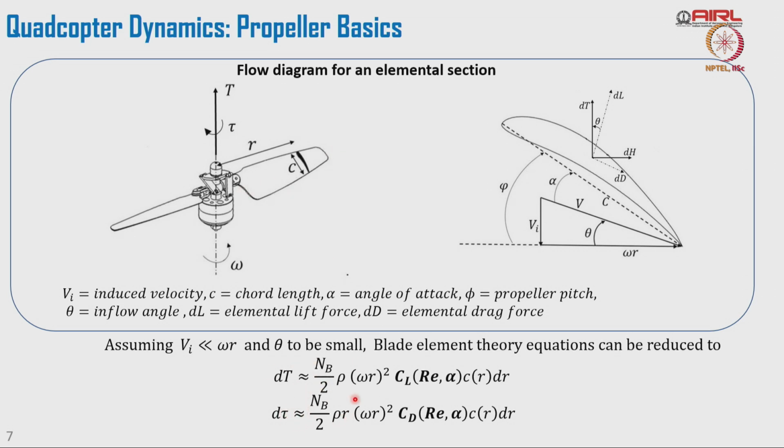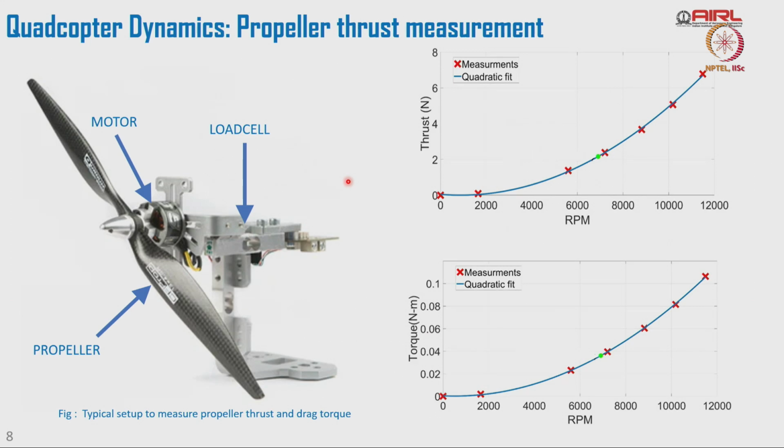Similarly, the torque can be expressed as Nb by 2 rho (omega r) square. This depends on CD, Reynolds number, angle of attack, c r, dr. Now, this is derived based on blade element theory. I am not going into the details of the blade element theory. There is a reference material given at the end of the lecture. I request the students to go through this blade element theory to get a basic understanding of how to get the lift and drag component when we are trying to integrate over the rotational direction.